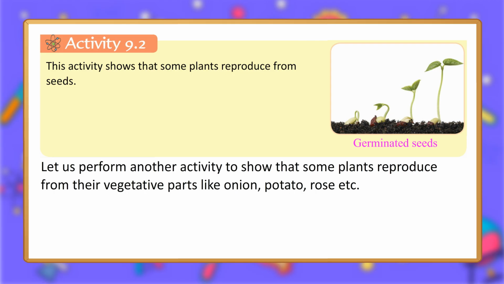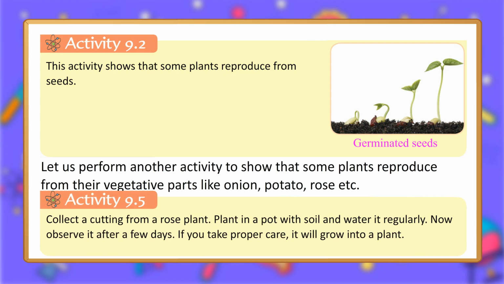rose, etc. Activity 9.5. Collect a cutting from a rose plant. Plant it in a pot with soil and water it regularly. Now observe it after a few days. If you take proper care, it will grow into a plant. Thus, reproduction takes place in many different ways.